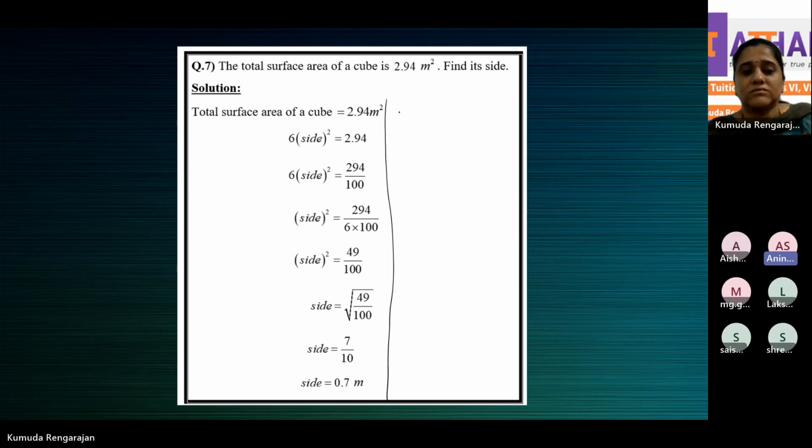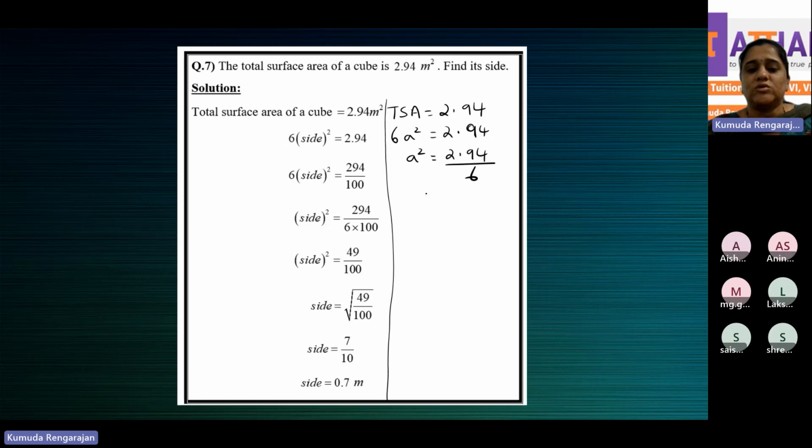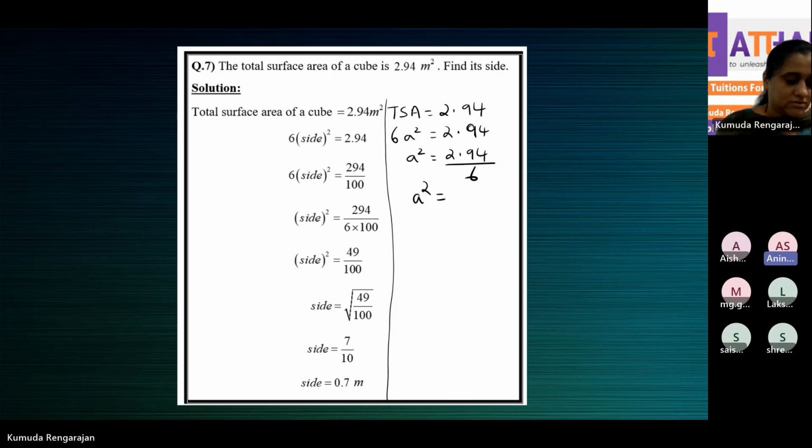Ma'am, I've written the same working. Very good. Ma'am, the only difference is that I did not convert it into a fraction. Yeah, I'm working that way also. You don't have to convert it to a fraction. The second way that you're doing, that's the way I solved it. It's not necessary.